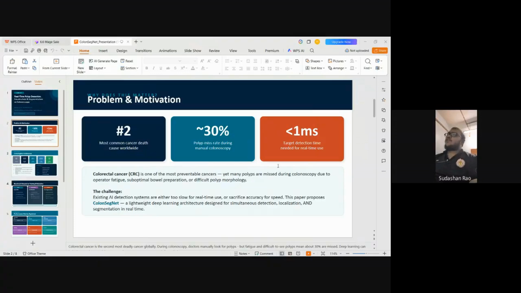Colorectal cancer is the second most common cause of cancer death worldwide, and it is largely preventable if polyps are caught early. The problem is that about 30% of polyps are missed during manual colonoscopy due to human fatigue or difficult polyp shapes. Existing AI models are either too slow for real-time use or too heavy to run on clinical hardware. ColonSegNet was designed to solve this, achieving speed and accuracy at the same time.